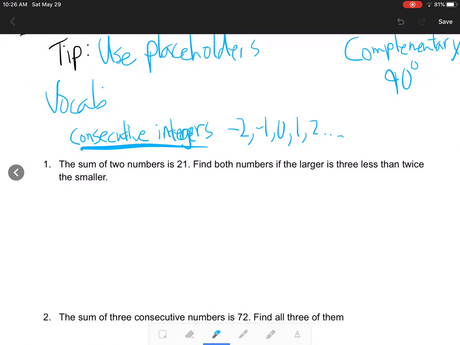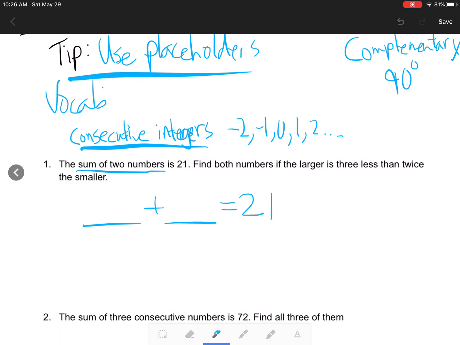Okay, the sum of two numbers is 21. Find both numbers if the larger is 3 less than twice the smaller. All right, so here's where placeholders comes into place. The sum of two numbers, one number plus another number, equals 21. Remember, our goal here is to set up an equation that we can solve. Now, the mistake people make is they forget to put both numbers in, because we have a neat little expression here. The larger is 3 less than twice the smaller.